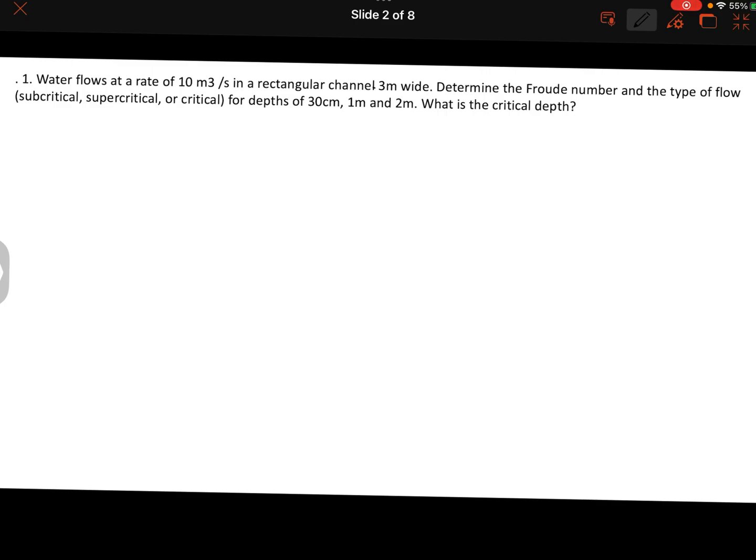All right, so here we are given Q equals 10 cubic meters per second. B is equal to 3 meters. And then Y is equal to either 0.3 meters, 1 meter, or 2 meters. We're also being asked to use our Froude's number, where a Froude equal to 1 corresponds with our critical flow depth.